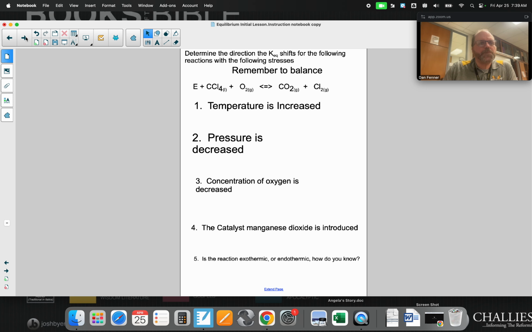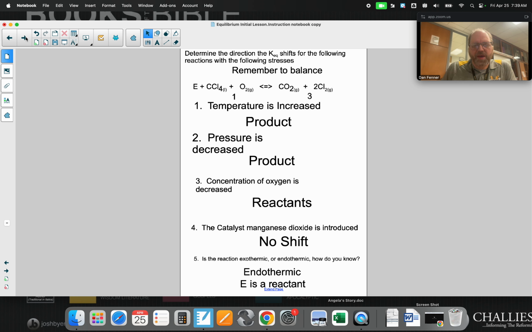All right, here are the answers. For the first one, it's products because it's endothermic, pushing the opposite way. Pressure is decreased, temperature is decreased, volume is increased. Most moles, that's 3, so that's the product side. Oxygen is a reactant. We're pulling the plug back to the reactants. Catalyst, no shift, and it is endothermic because energy is a reactant.